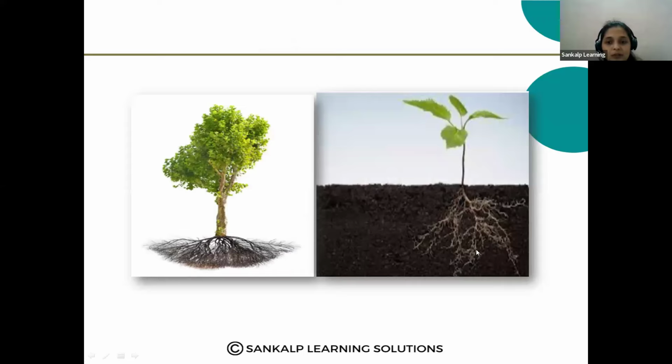Here you can observe the roots, which are in contact with the soil. The soil contains the nutrients and minerals, which are absorbed by the roots and transported to the leaves, where photosynthesis takes place.